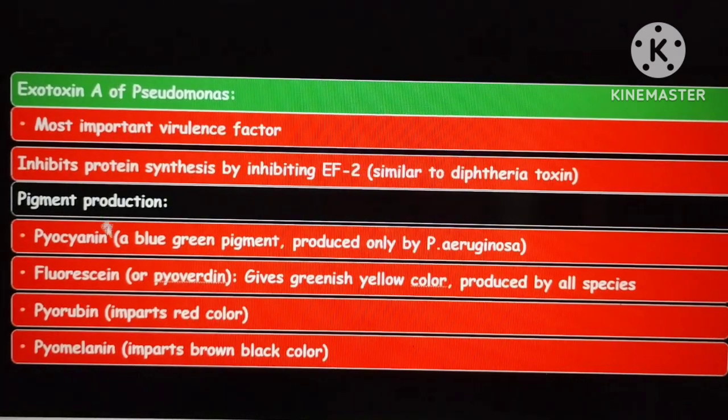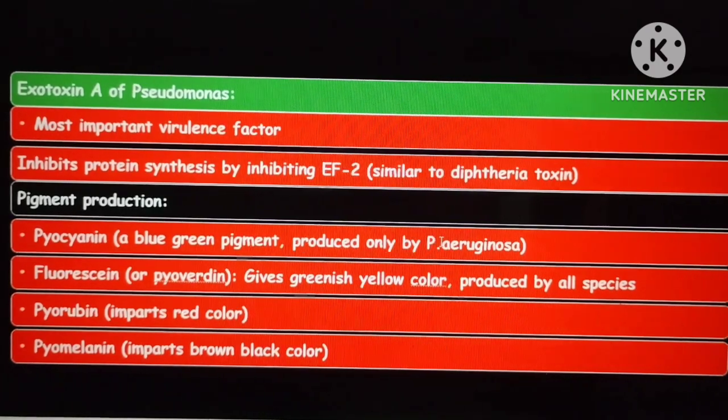The pigments produced by Pseudomonas are pyocyanin, fluorescein, pyorubin and pyomelanin. Pyocyanin is a blue-green pigment. It is produced only by aeruginosa, so none of the other species produce this. Fluorescein gives a greenish-yellow color, pyorubin a red color, and pyomelanin a brown-black color.